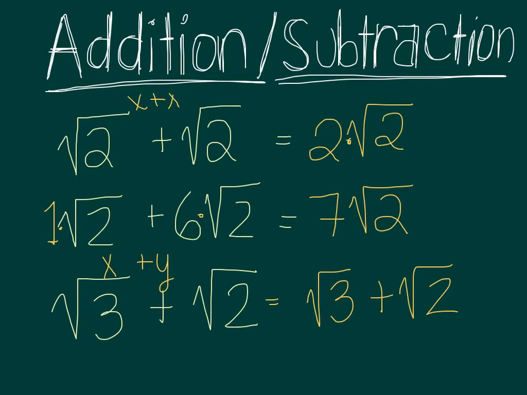It's worth mentioning that subtraction would actually work exactly the same way. So if I had changed, let's say, this second problem to instead of a plus sign, I put a minus sign, I would instead have had not 7 square roots of 2, but negative 5 square roots of 2.